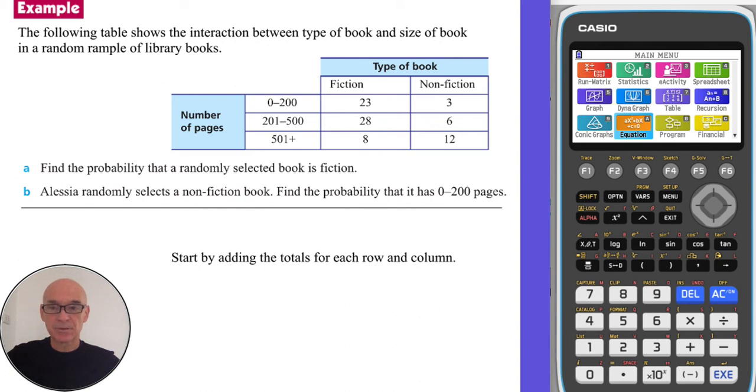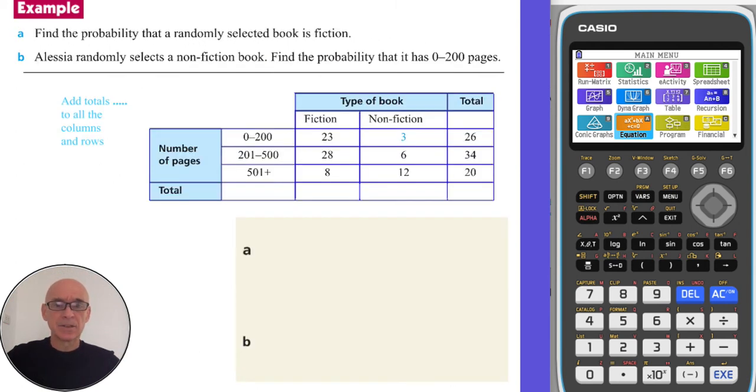In this last question, the table shows different types of books and different sizes of those books, with a number of pages. So before we can calculate probabilities, we need to add totals to each row and column. Adding the rows first, and then adding the columns, we see that there are 80 books.